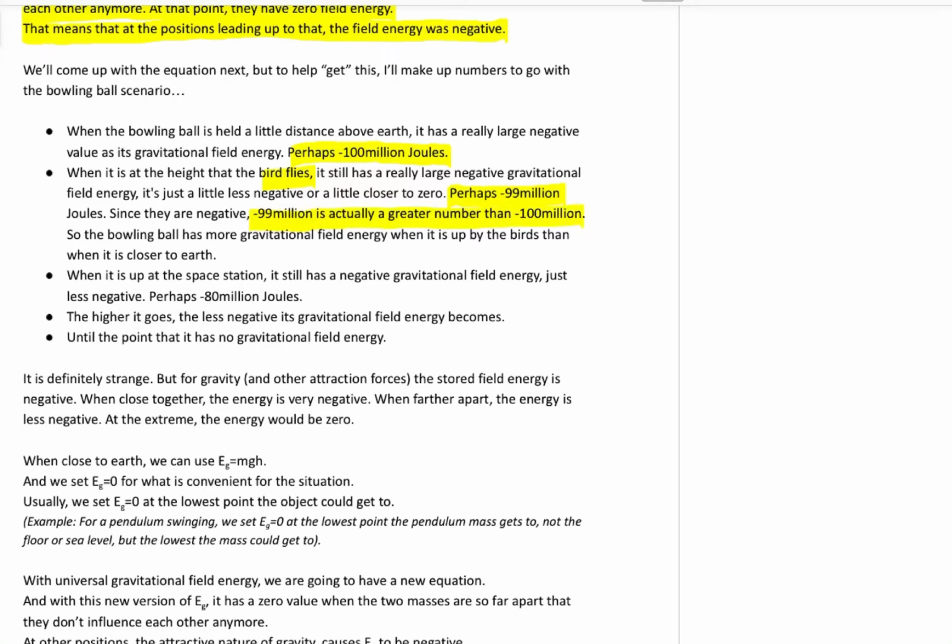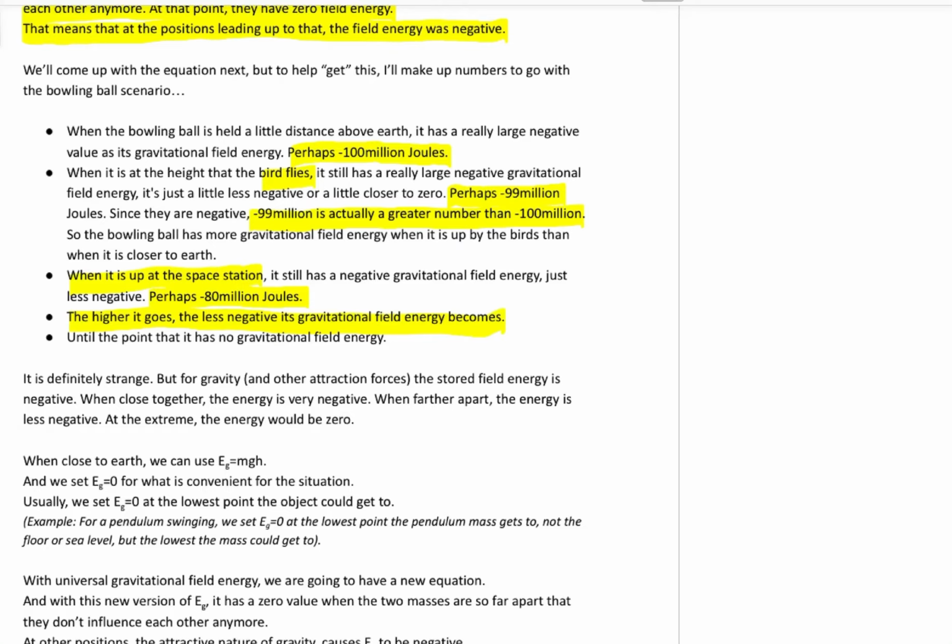If you had two companies you were looking at investing in, one had negative $100 million and another company had negative $99 million, although it's weird to think of it this way, the one at negative 99 million actually had more money because they were less in debt. If we keep going with it, maybe when we get the bowling ball up to the space station, the negative number drops to negative 80. Negative 80 is actually a bigger or more energy than the negative 99 and the negative 100 million. If we keep going higher and higher and higher, those numbers get less negative. They're getting larger, but really what that means is less negative.